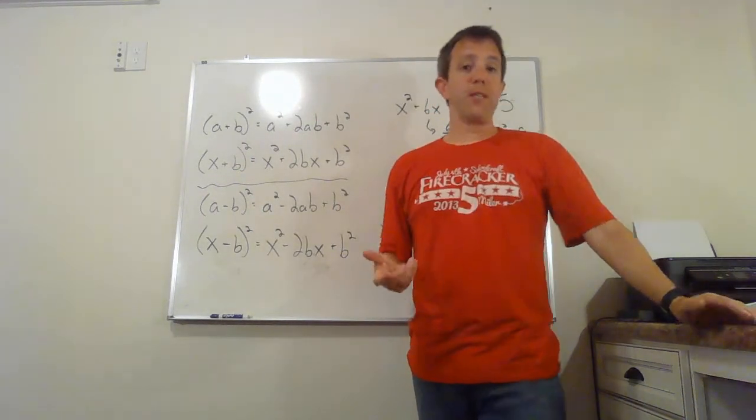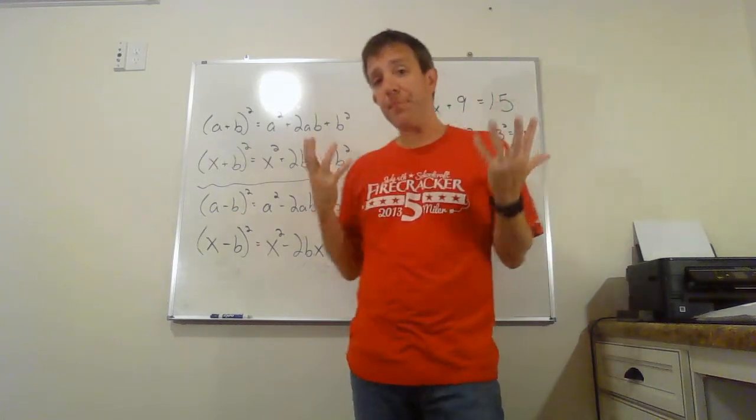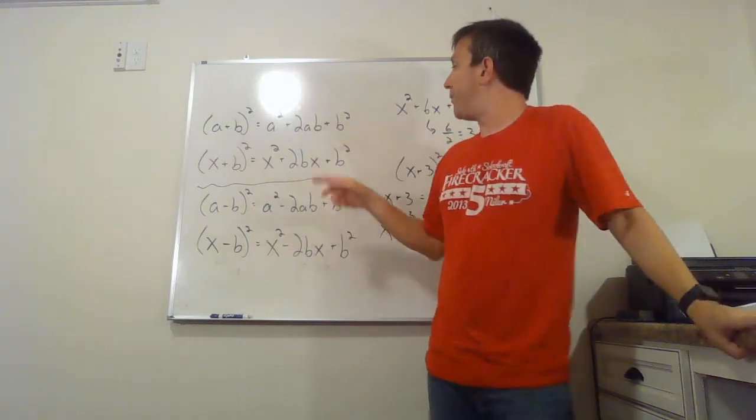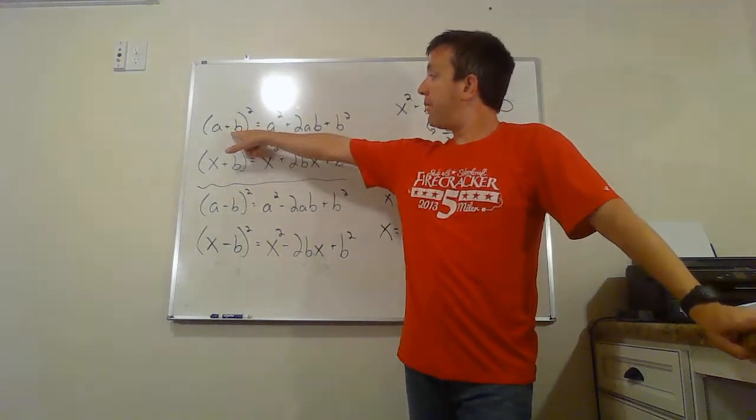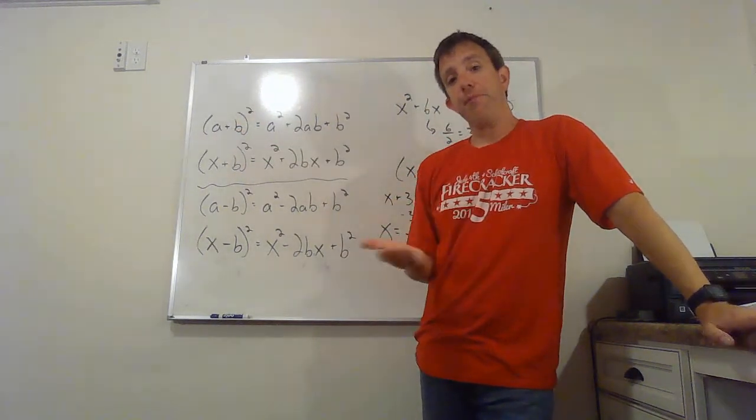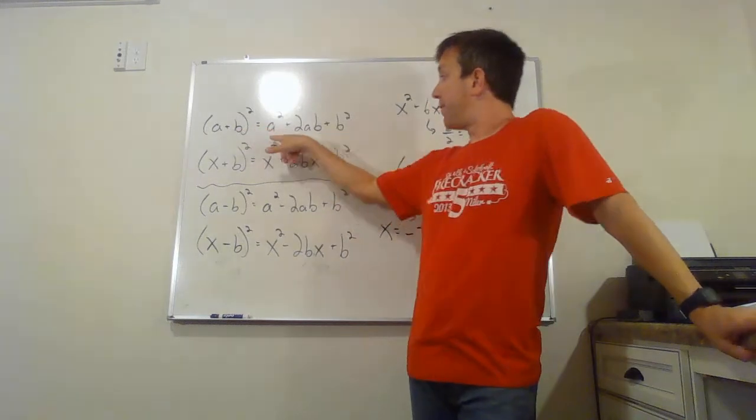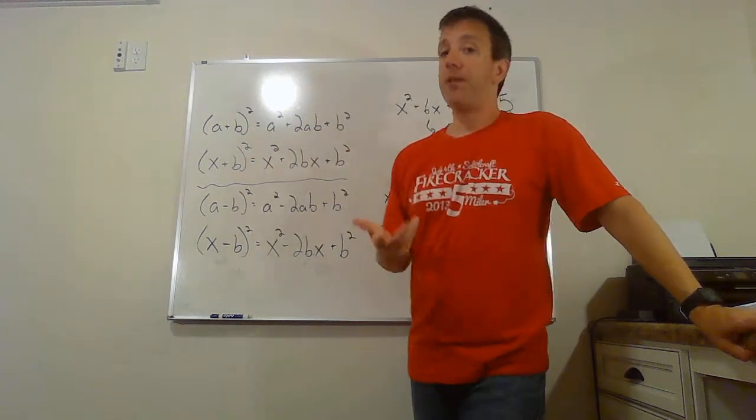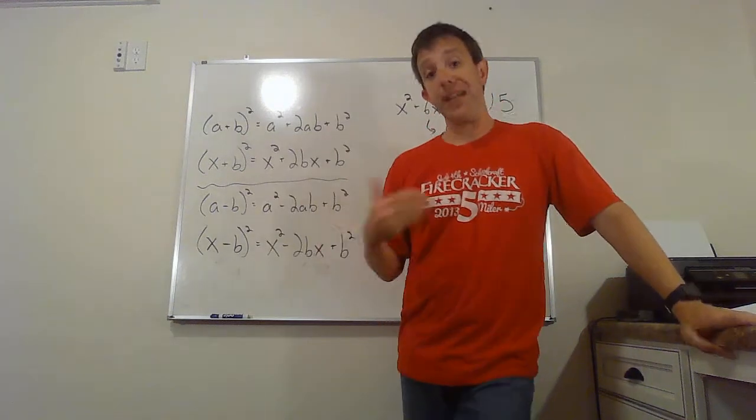Hopefully you've seen these before. Certainly if you had me for an earlier math class, you've seen these before, but a lot of you probably didn't. So anyway, let's take a look. A plus b quantity squared. Anytime you square a binomial with a plus sign in the middle, you get a squared plus 2ab plus b squared. If you don't believe me, go ahead and multiply out that a plus b times itself.